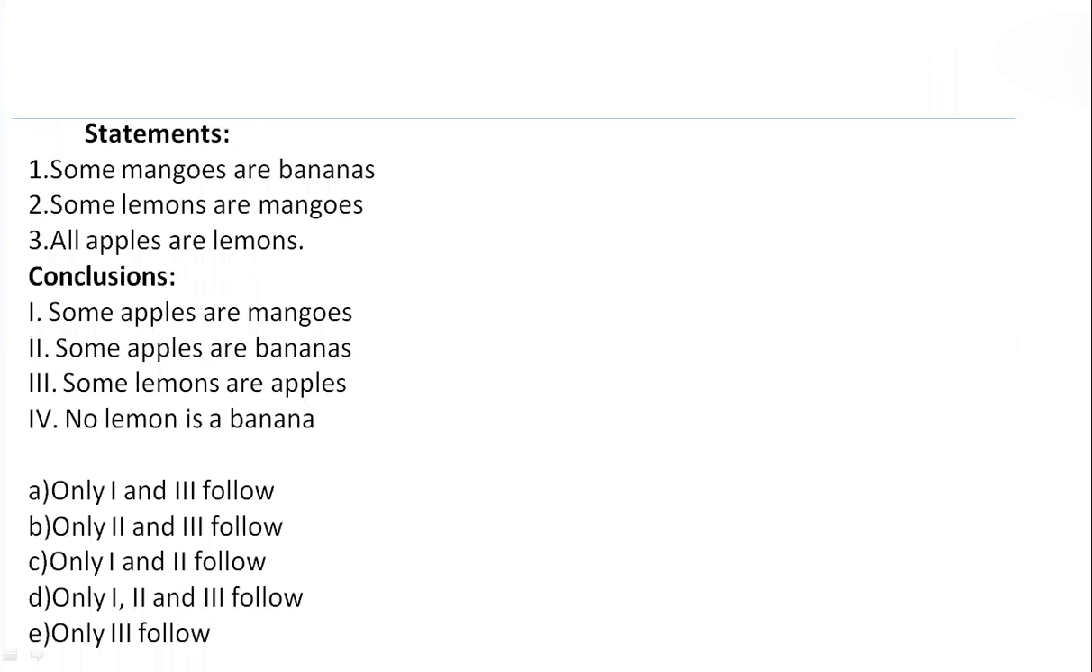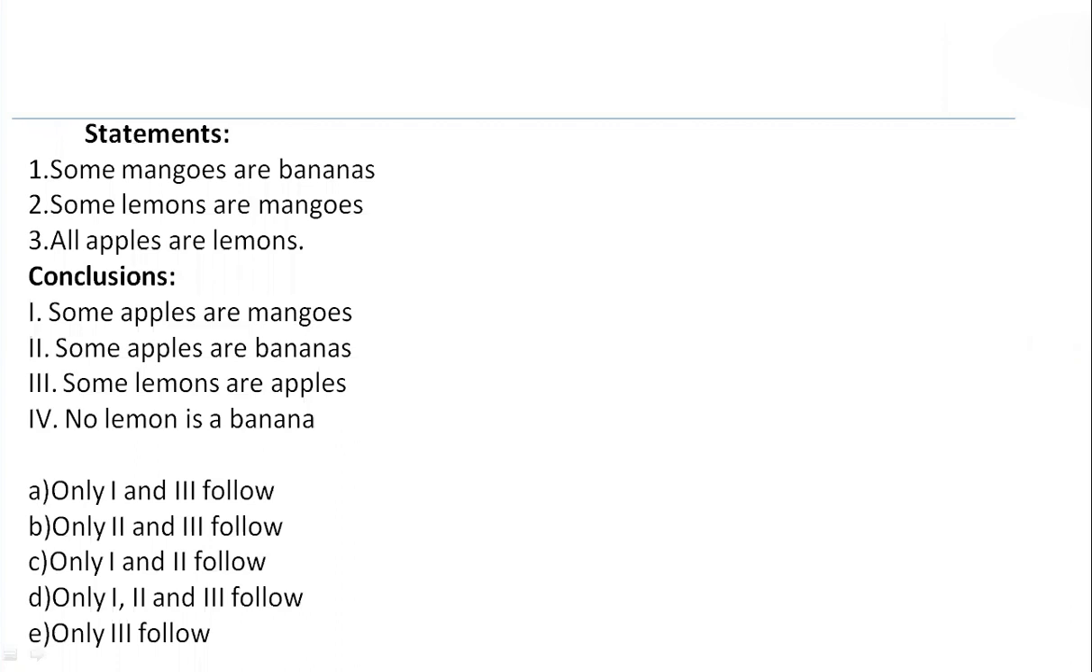Okay. Guys, 3 statements are speaking about how many terms? Mangoes, bananas, lemon, and apple. Okay, 4. So you can see 4 words over there, 4 different kinds of words: mangoes, bananas, lemons, and apples. Okay, I'm telling it once again. Please remember it carefully. We have 4 parameters.